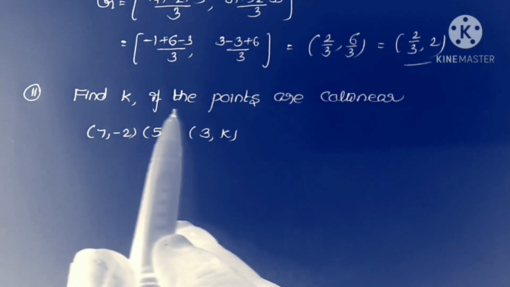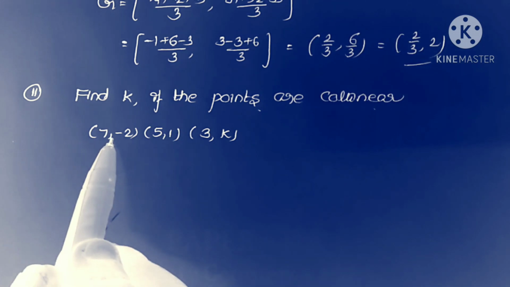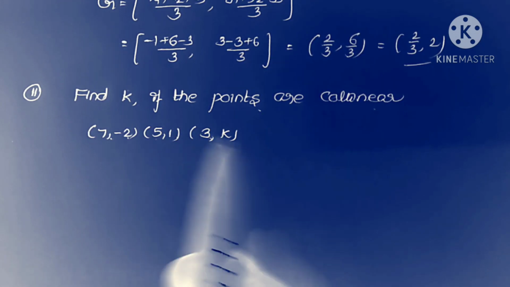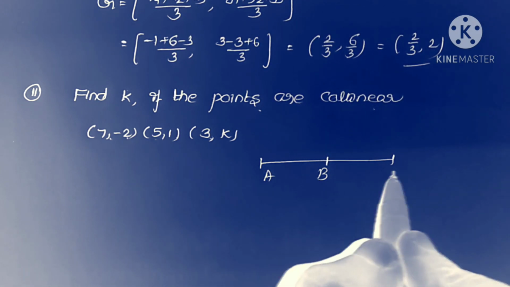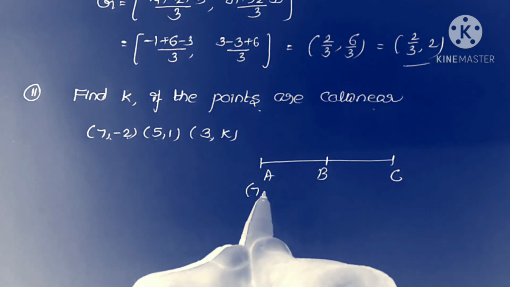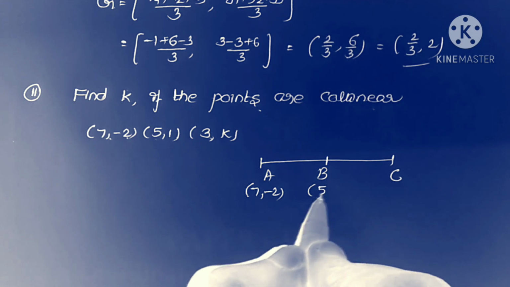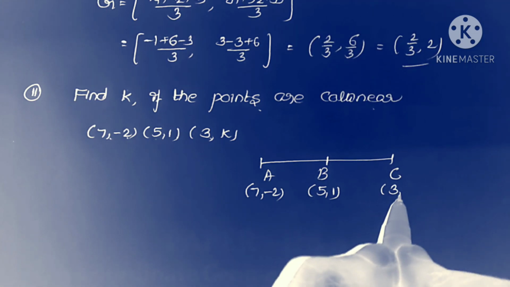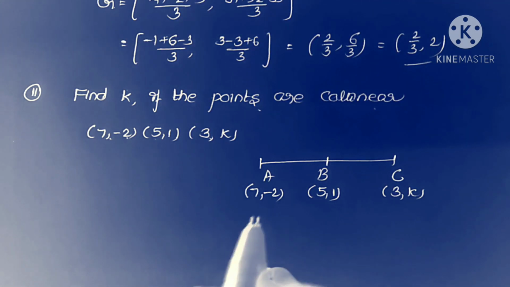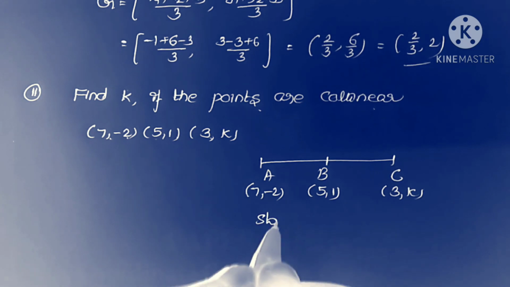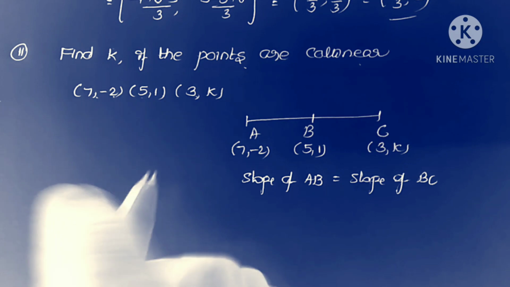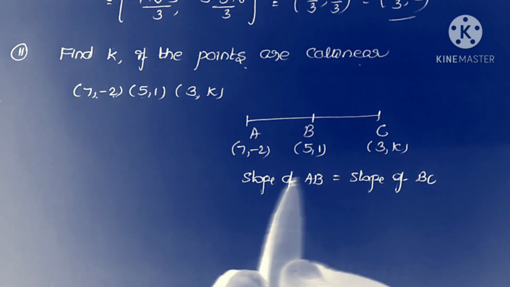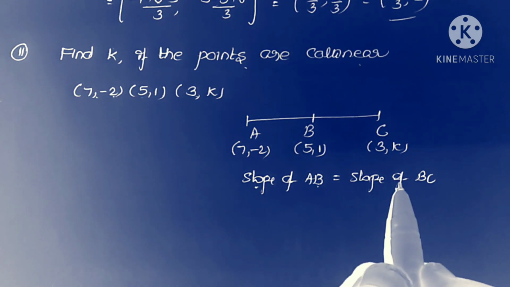That's all. Find K if the points 7 comma minus 2, 5 comma 1, 3 comma 5 are collinear. This is the meaning of collinear points: the 3 points lie on the same line. Then the points are said to be collinear points. So what is the condition for collinear points? Here the simple condition is slope of AB is equal to slope of BC. Given that the points are collinear, what is the K value? So we are equating these two slope values.